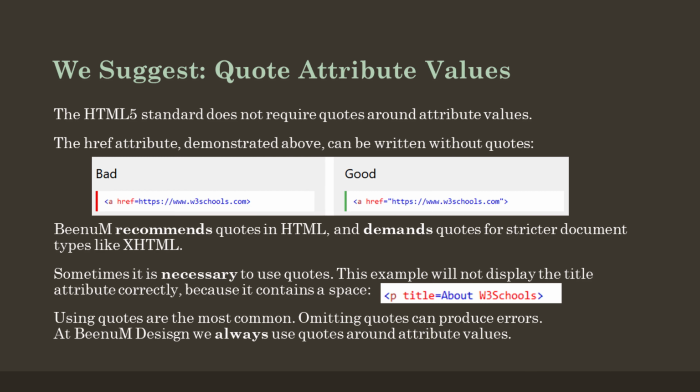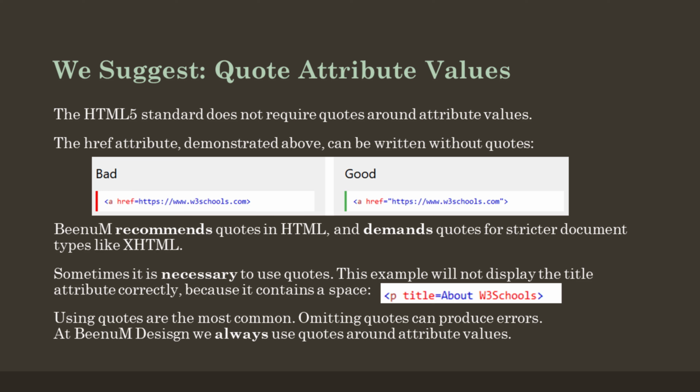We suggest: quote attribute values. The HTML5 standard does not require quotes around attribute values. The href attribute, demonstrated above, can be written without quotes. BNUM recommends quotes in HTML, and demands quotes for stricter document types like XHTML.